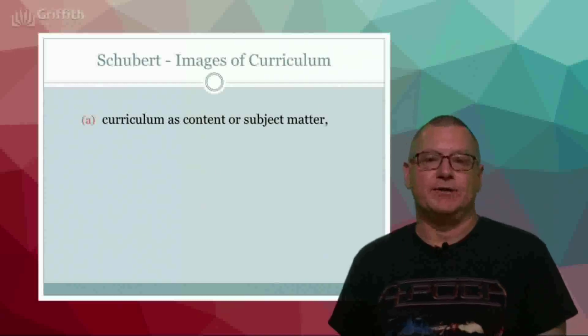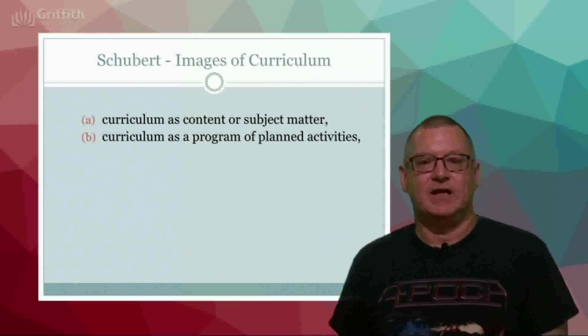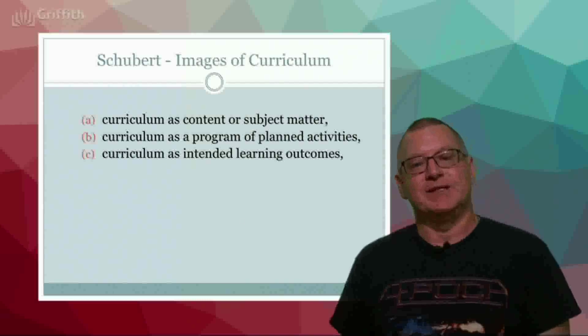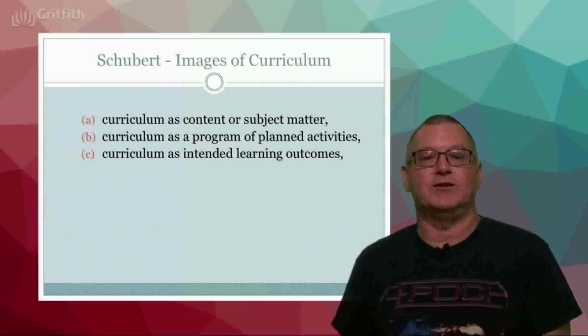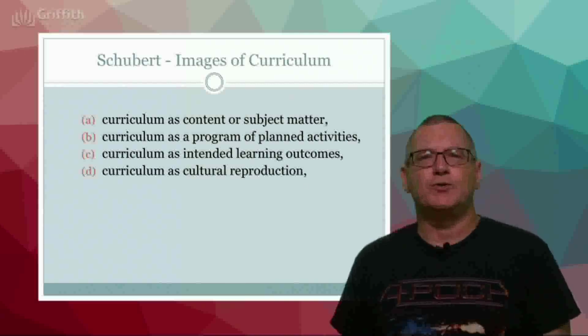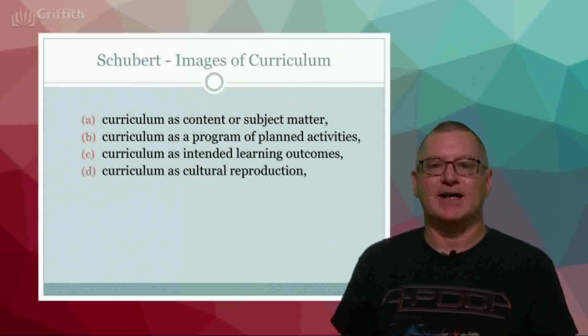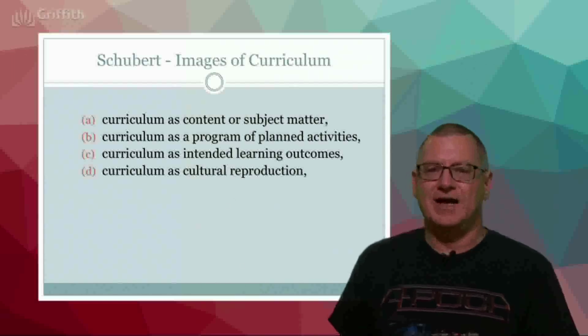So curriculum is content or subject matter, we talked about on the previous slide, or planned activities. So content for delivery or what happens to students. Curriculum as learning outcomes is similar to the learning objectives one. So these are the ones that Schubert's come up with. Curriculum is cultural reproduction. That is, what are the best features of our culture and how do we pass them on? This is one of the things that schooling is intended to do. And other kinds of education as well.